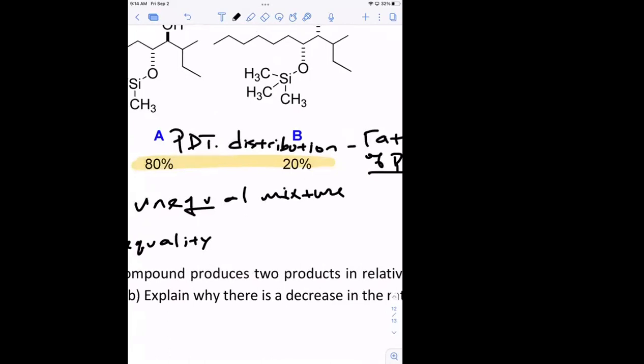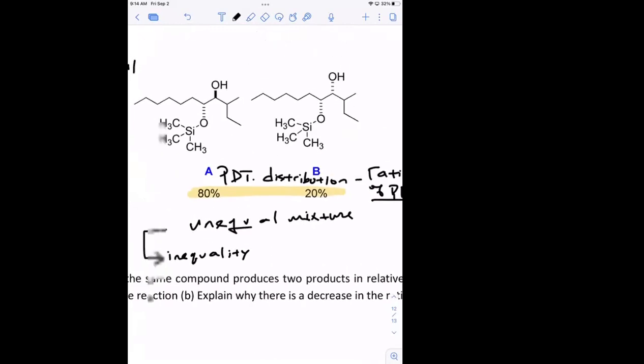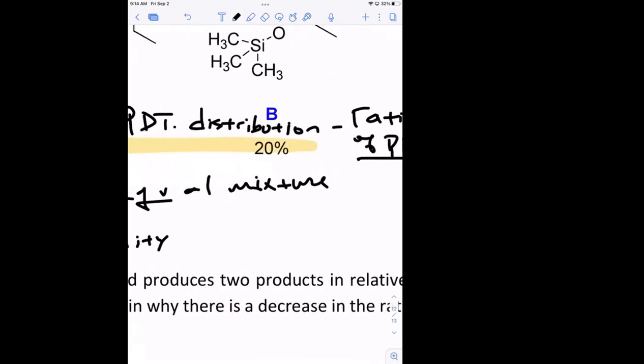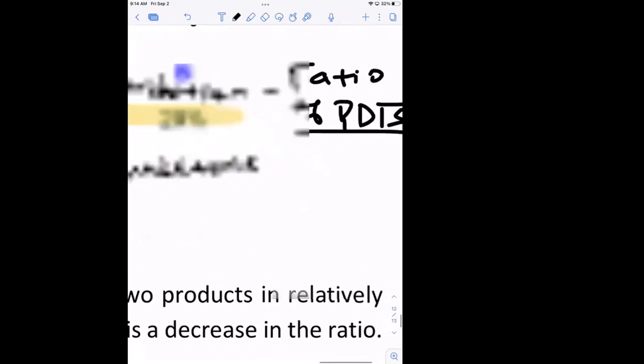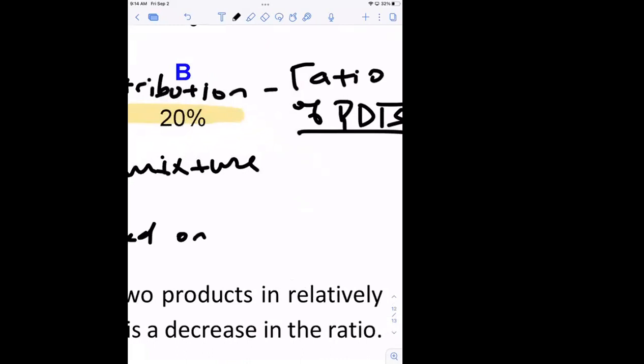Anybody? Did y'all start Labor Day early? Is that what it is? All right. So the inequality between the two products, it's going to be, go ahead. I got your cheeseburger. Package.